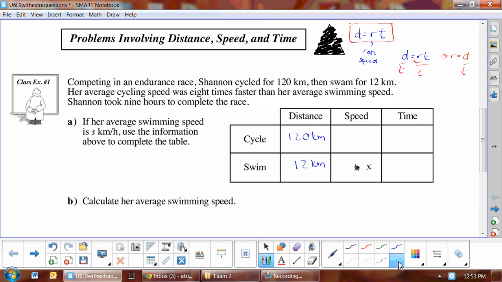Okay? So if the cycling speed is 8 times faster than the swimming speed, and the swimming speed is X, how can we represent the cycling speed, Josh? You got it. Okay, it is. Okay, and then we don't know how long was spent swimming and cycling, but we know that together it was 9 hours total.